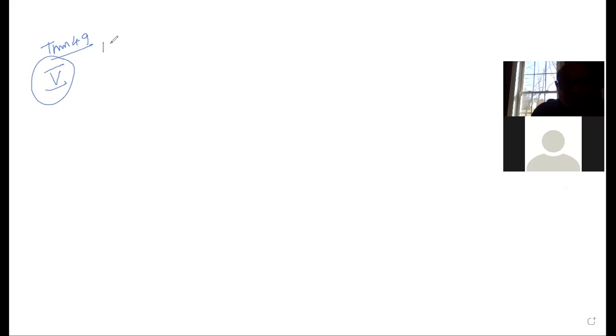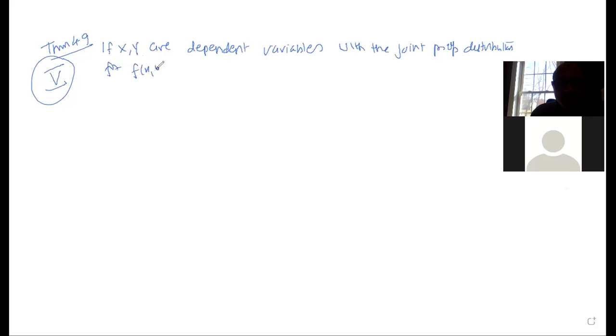If X and Y are dependent variables with the joint probability distribution function f of x and y. Joint means X and Y too, X and Y.